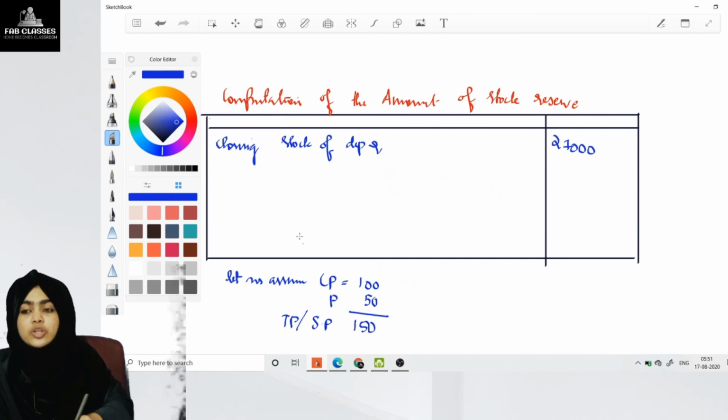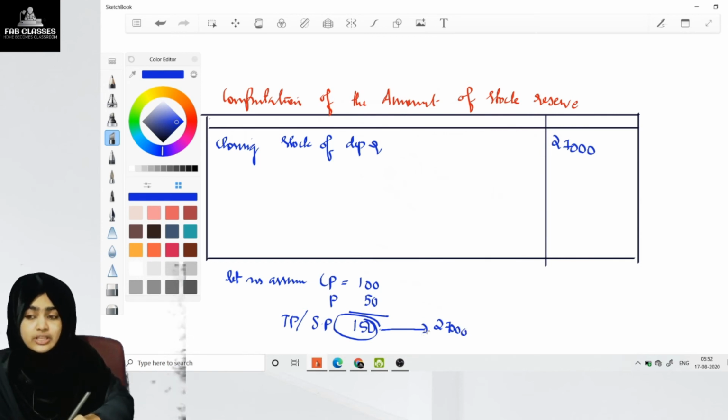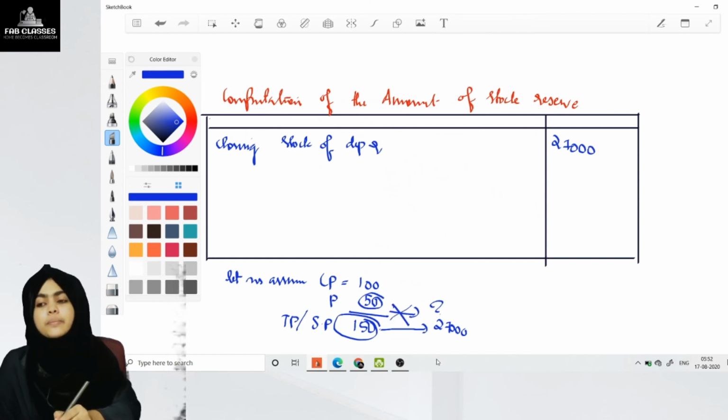So the closing stock of department Q contains this transfer price. The closing stock is recorded at this transfer price. So this 150 portion is 27,000. If the 150 portion is 27,000, then we have to find out how much is the 50 portion. Just do a cross multiplication and you will get the answer.